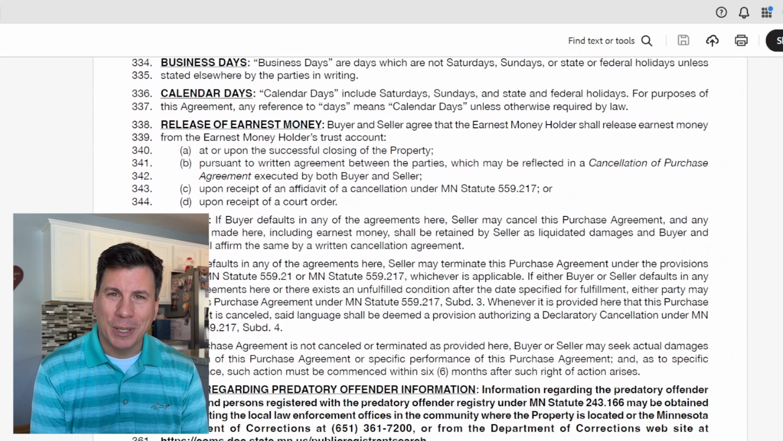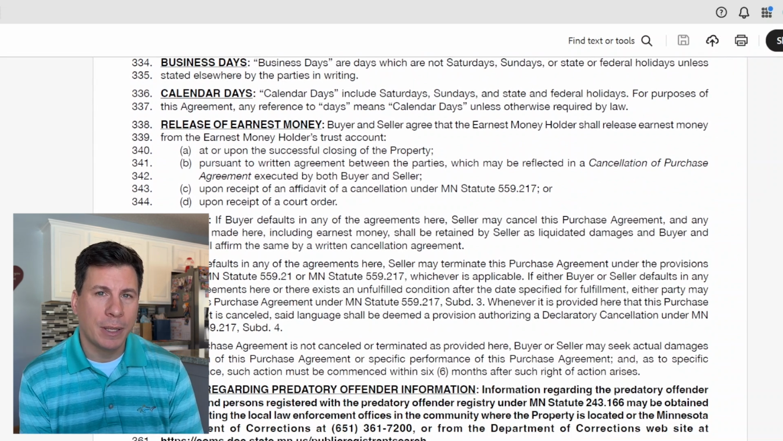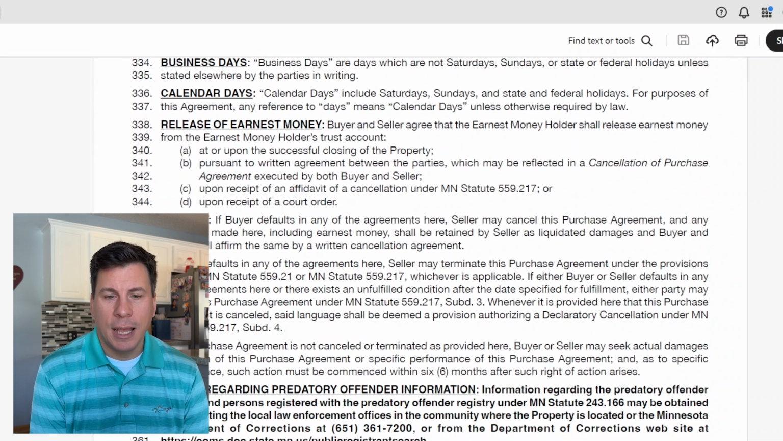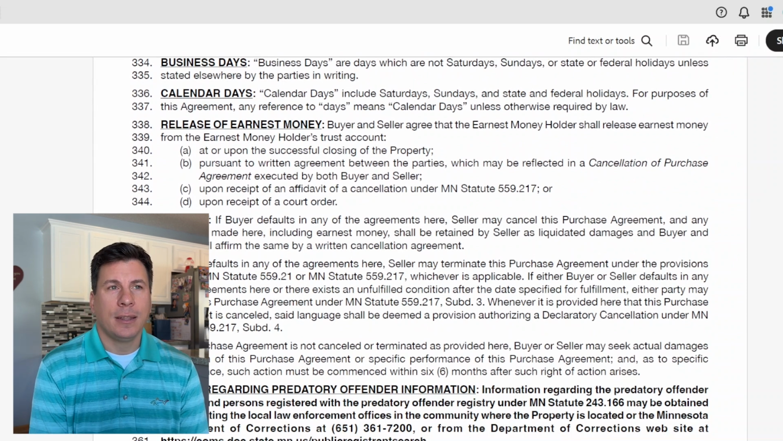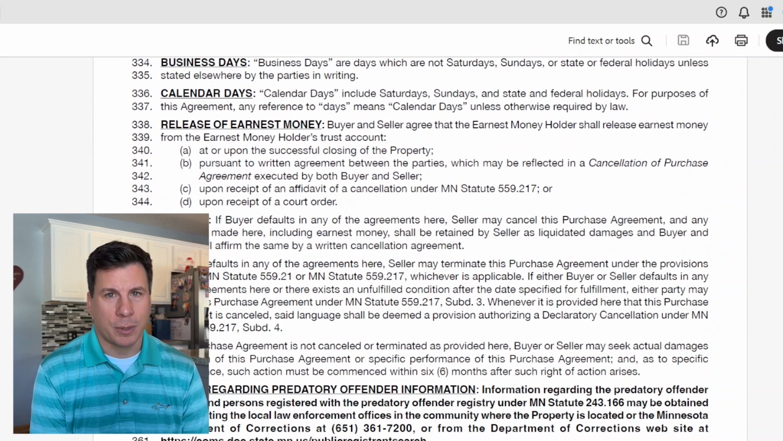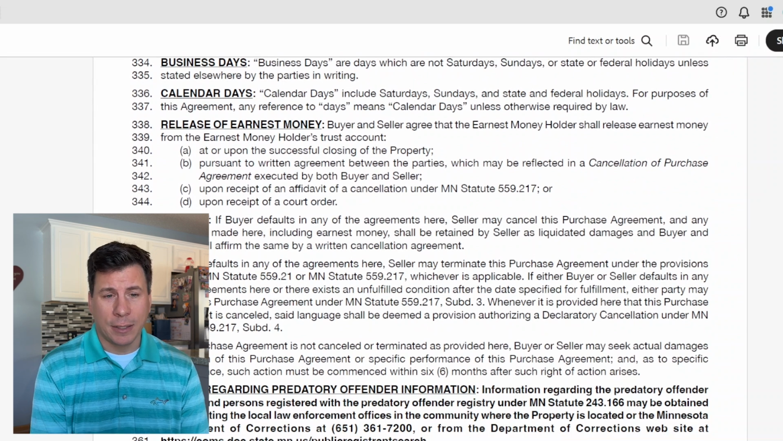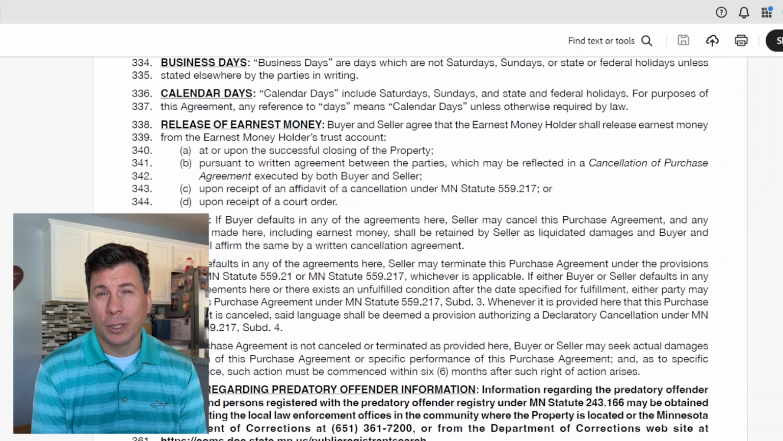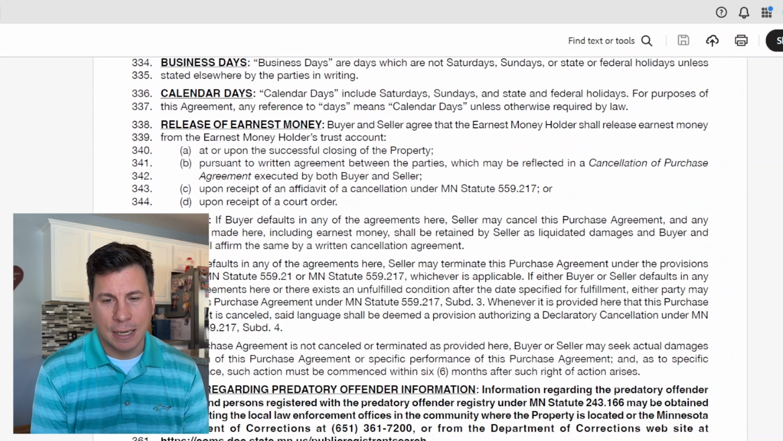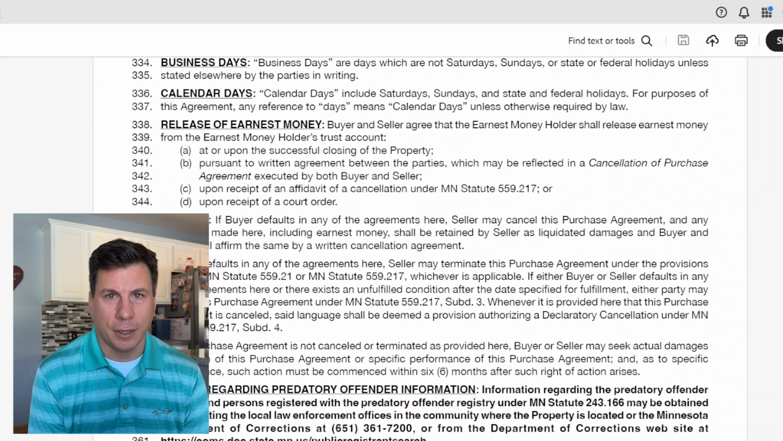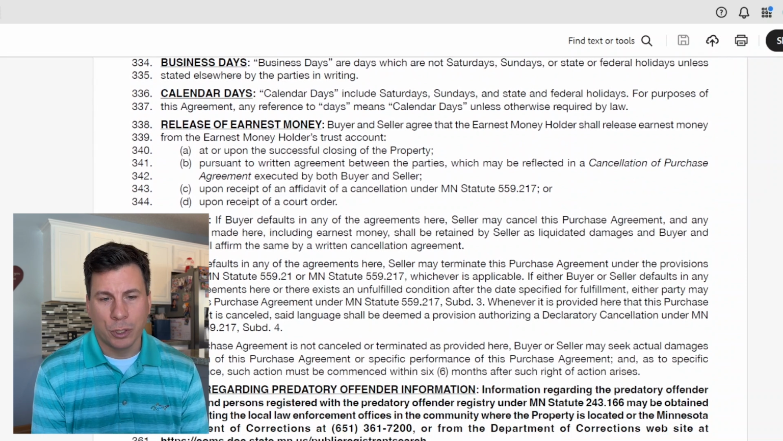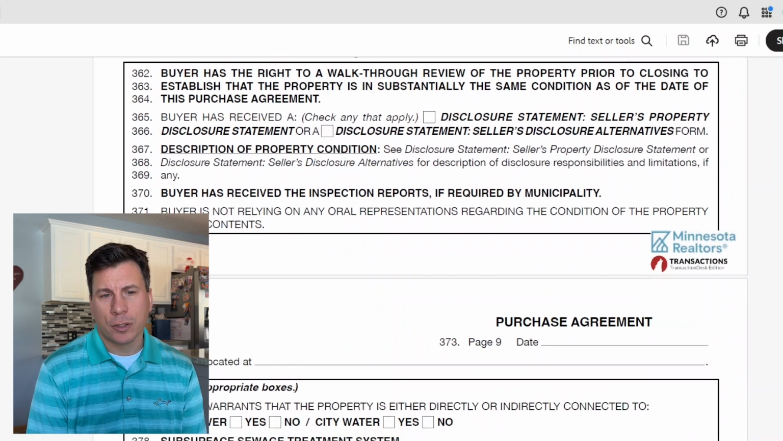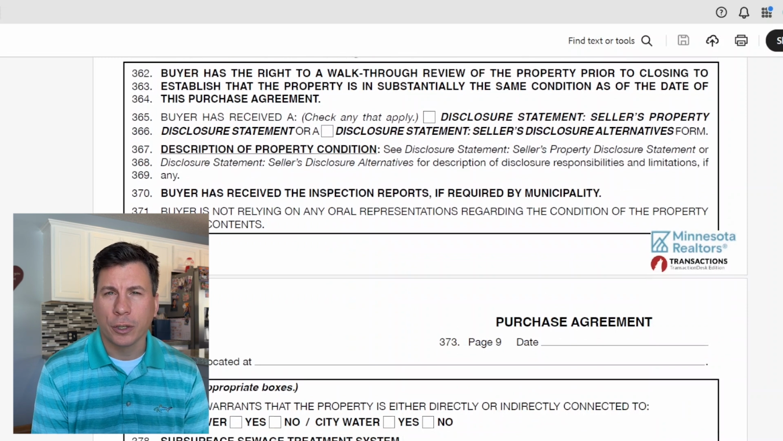If for some reason we decide to cancel for a reason that hasn't been previously agreed upon in the purchase agreement, then that's called default. And in that instance, the buyer may lose their earnest money. I always like to tell my clients, you probably should lose your earnest money if you default. But we do end up getting into a legal conversation. And so the real thing that I like to say, and it has a statute here, but I just like to say you may lose your earnest money. It talks about the seller's disclosure or a seller's disclosure alternative form.